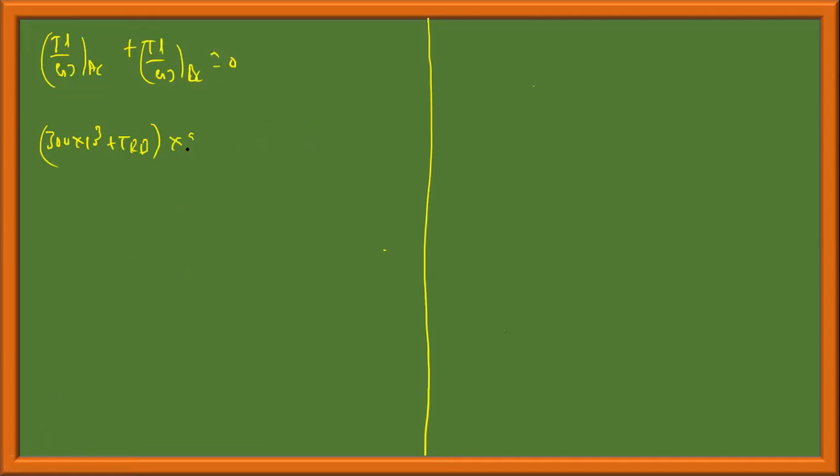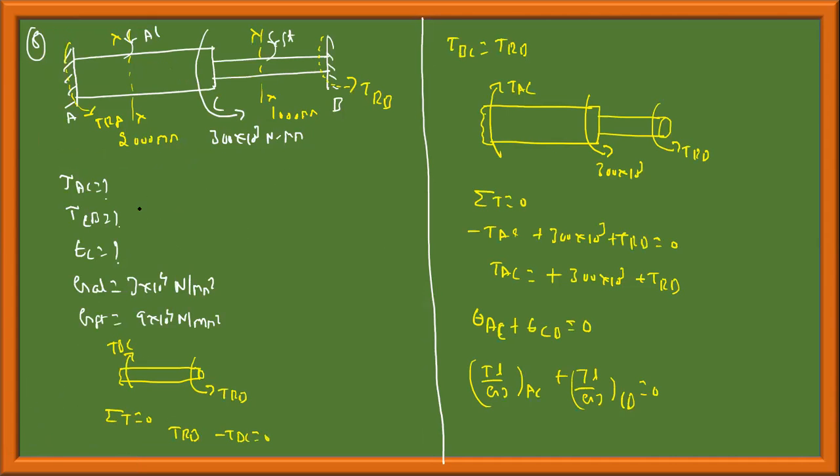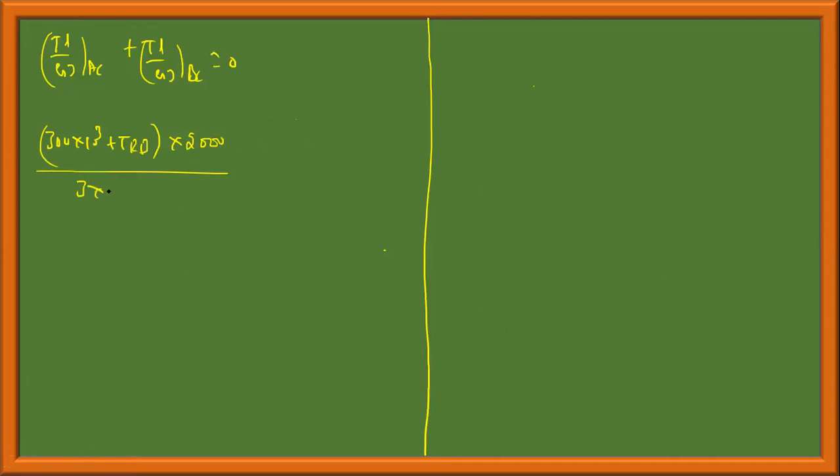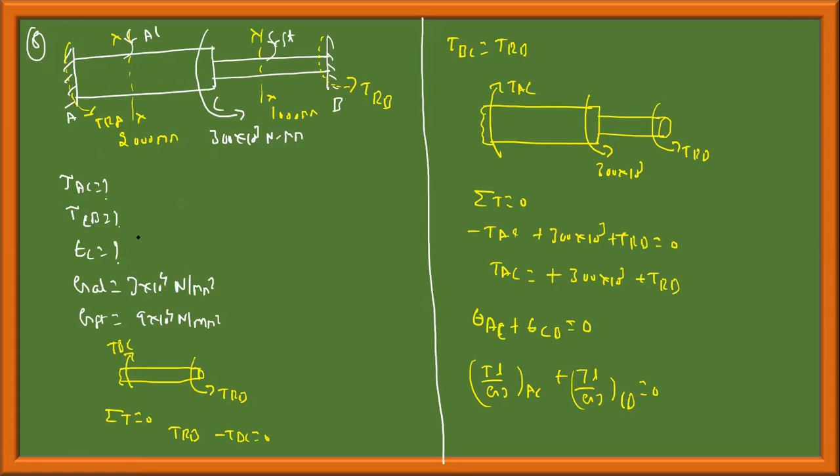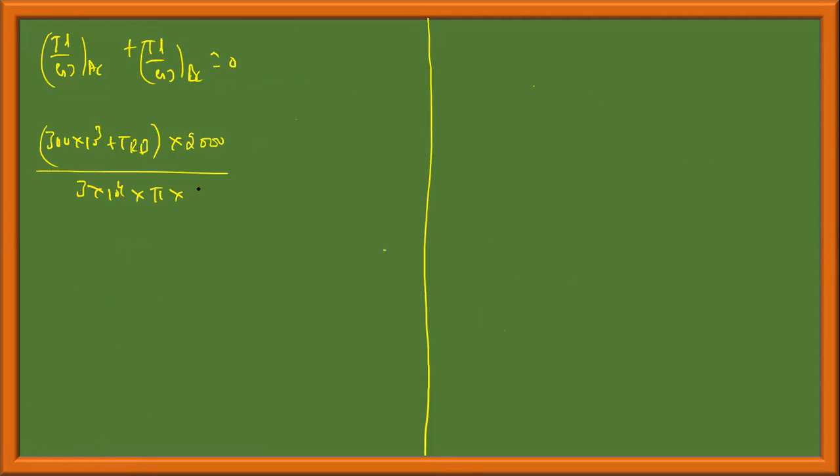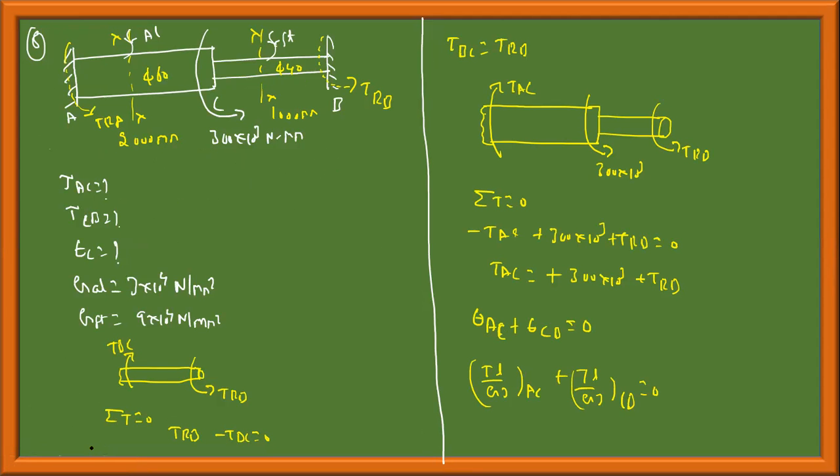Into 2000 divided by G, the modulus of rigidity of aluminum. For aluminum it's 3 into 10 power 4, into J, which is pi d power 4 by 32. The diameter of this section is given as 60, and the other is 40.